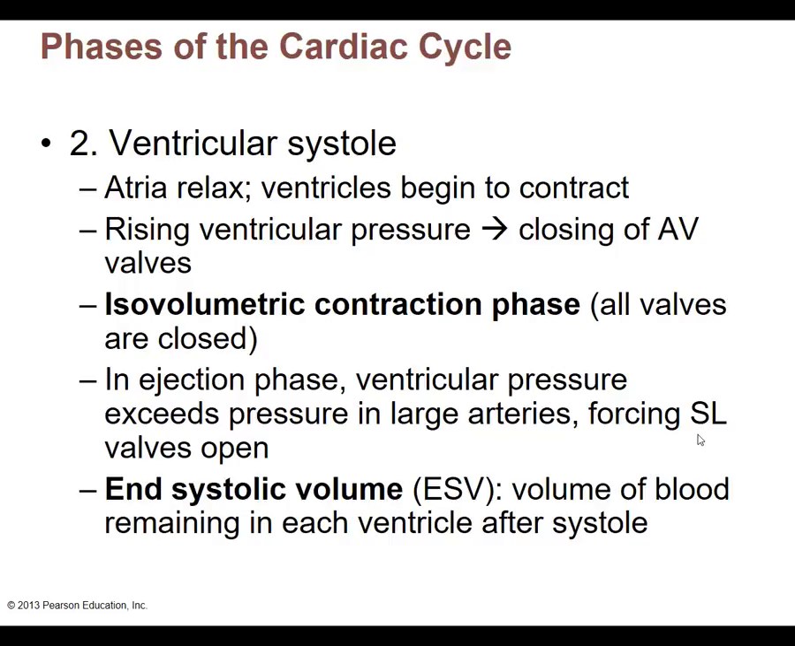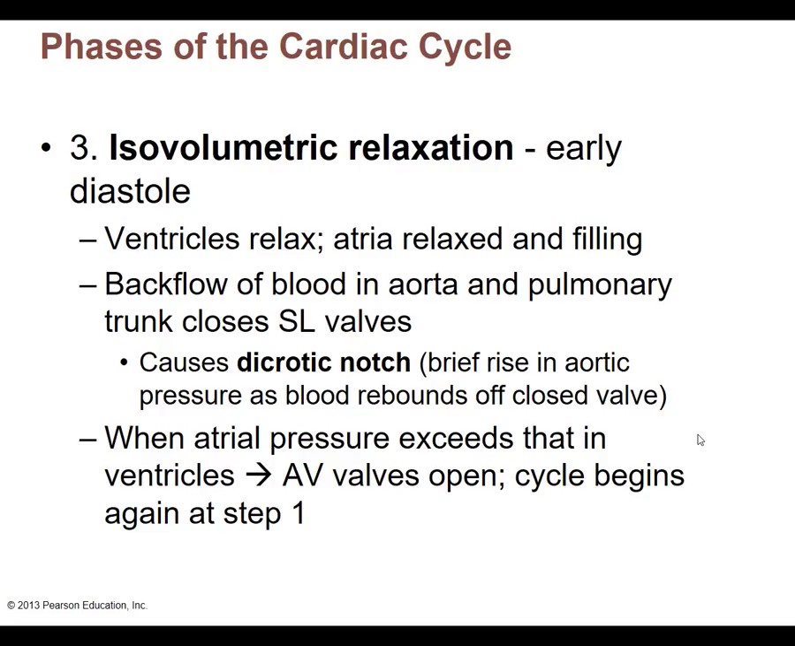Now, then we have isovolumetric relaxation. This is early diastole. The ventricles have pushed their blood out, and so the ventricles are done, they want to start relaxing. And then the atria are relaxed and they're filling. So the ventricles are done doing their job. The atria haven't started doing their job yet. They're just relaxing and filling with blood that's coming from the lungs or from the body.